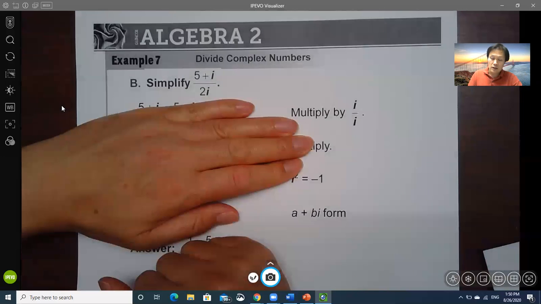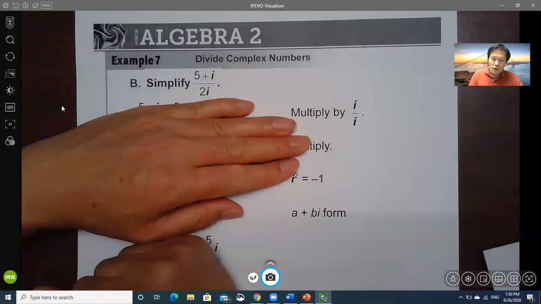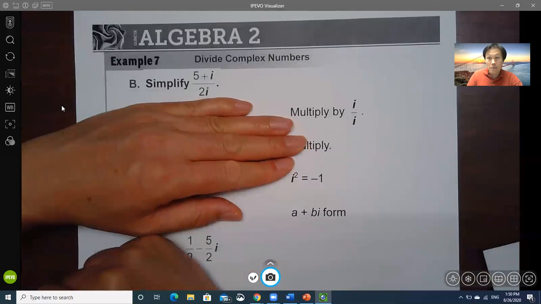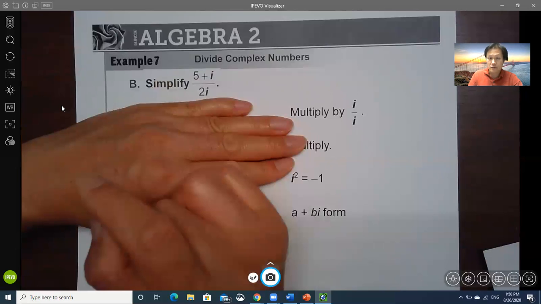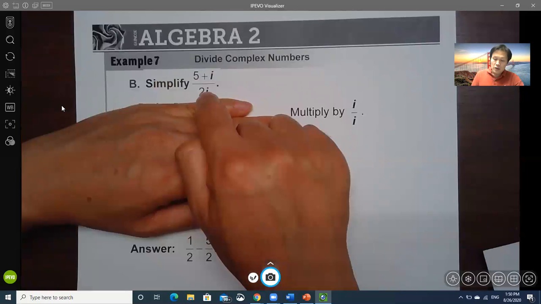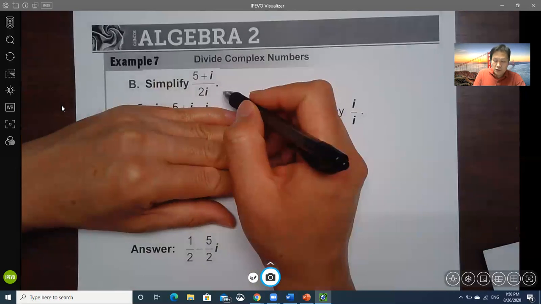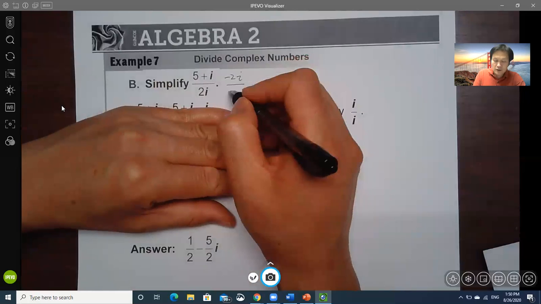Simplify means get rid of i from denominator. Okay. What's the complex conjugate of denominator? It's a minus 2i. Do you remember complex conjugate means change sign for i part. I change sign. So technically, it will be minus 2i. So you're supposed to multiply by minus 2i over minus 2i.